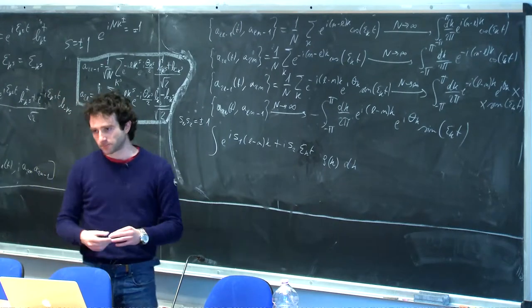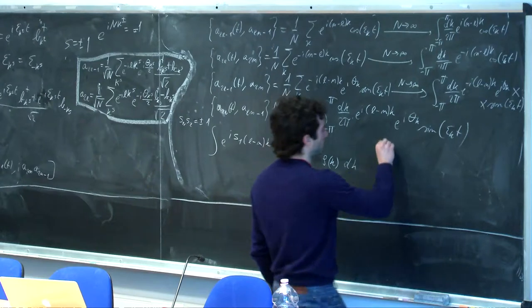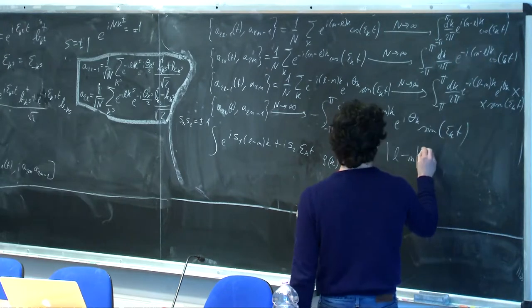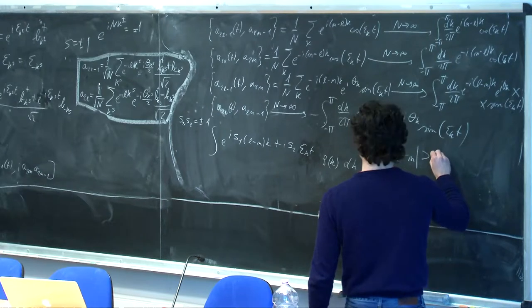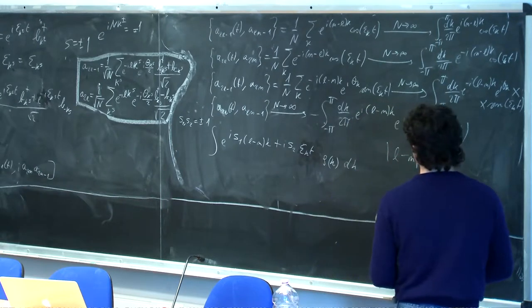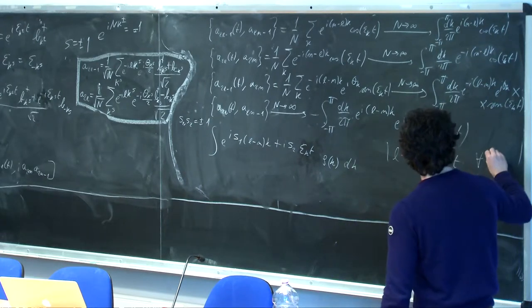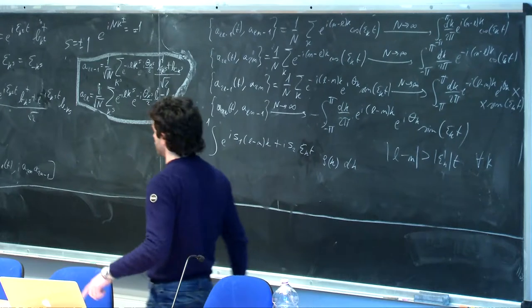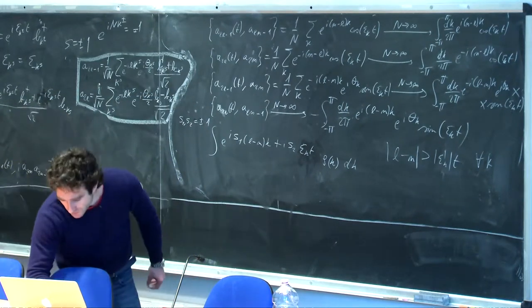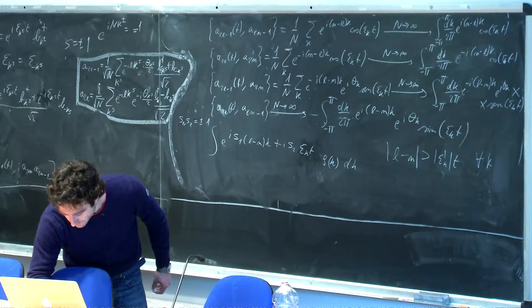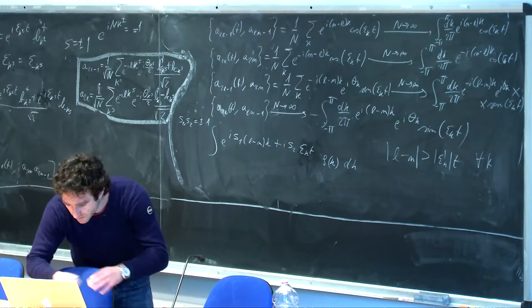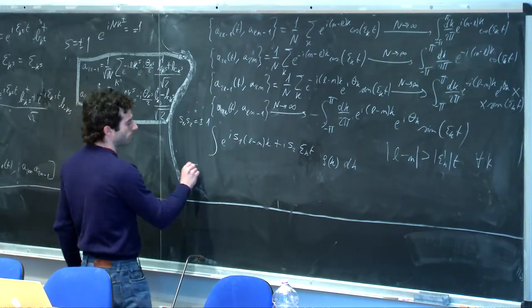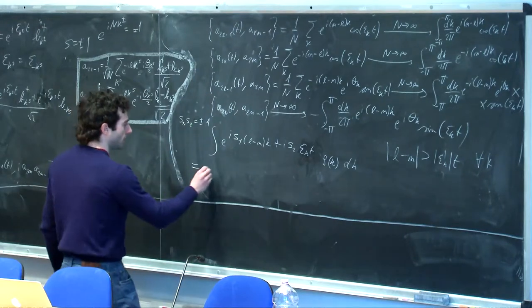And there are different cases. For example, let's assume that the absolute value of l minus n, which is the distance, is larger than epsilon prime of k, t, for all k, for a moment. Let's assume that we are in this regime. So what is the consequence of this? The consequence is that we can rewrite this integral in this way, because this is always larger than epsilon prime.